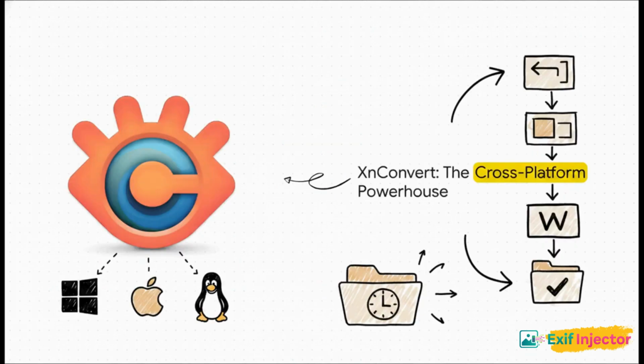Next on the list is XnConvert. Now, this is a true cross-platform powerhouse for Windows, Mac, and Linux. The coolest thing about XnConvert is that it lets you build this drag-and-drop pipeline from over 80 different editing actions. You can resize, crop, throw on a watermark, and then, here's the kicker, save that exact pipeline as a preset. It even has a watch folder feature that automatically processes new images the second you drop them in.